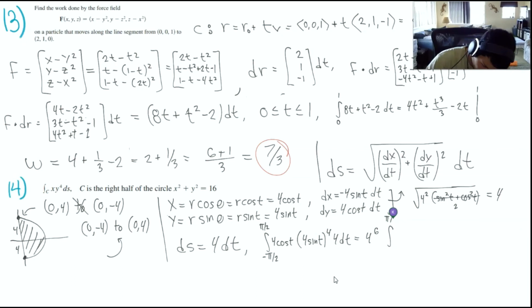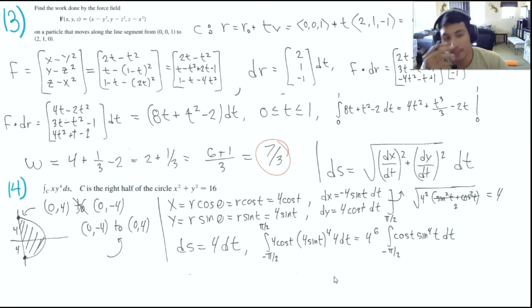From pi over 2 to negative pi over 2, cosine t, sine squared. Nope, not sine squared. Sine to the power 4 t dt. Okay. So we have a cosine odd power. We have a sine even power. So if we did a substitution, in theory, it should get rid of that cosine. Now let's think about what we can sub.